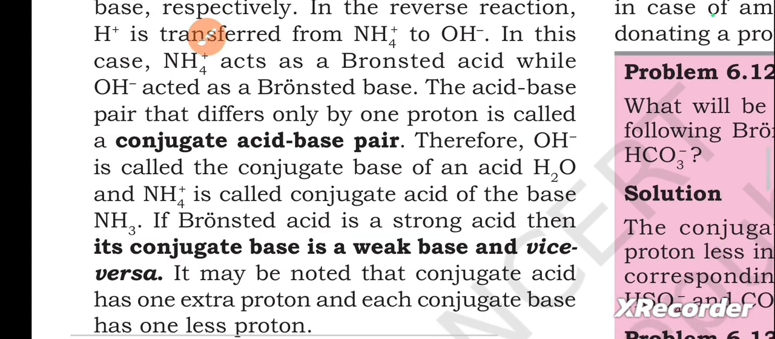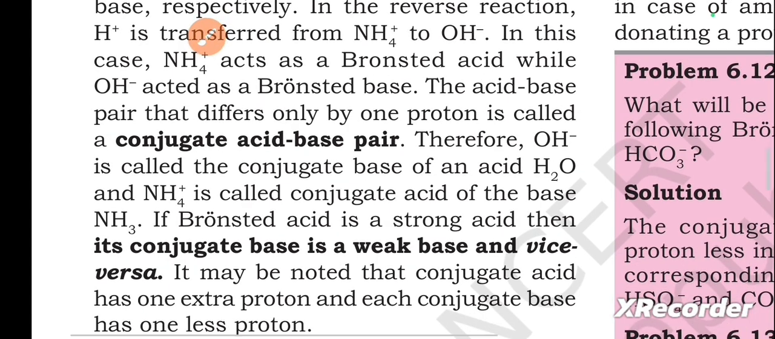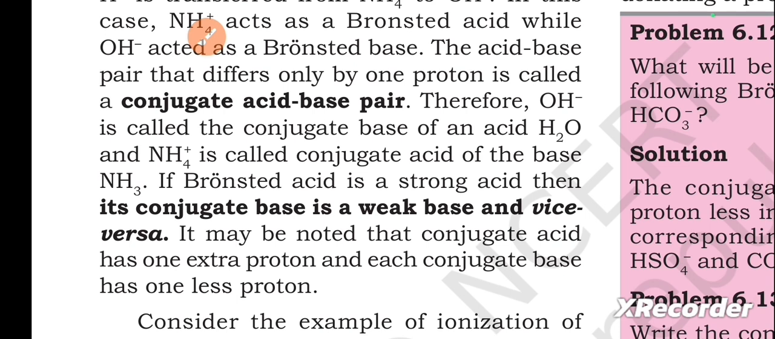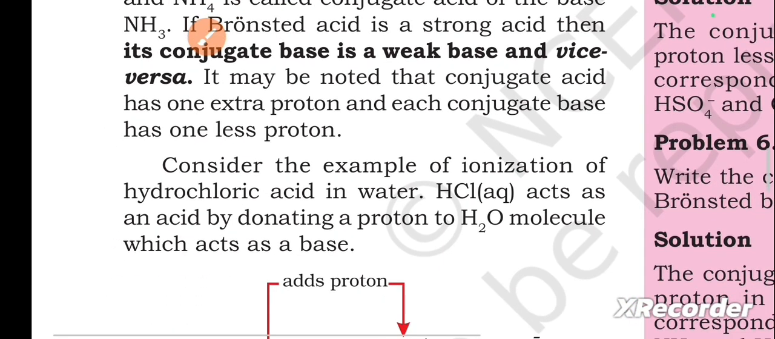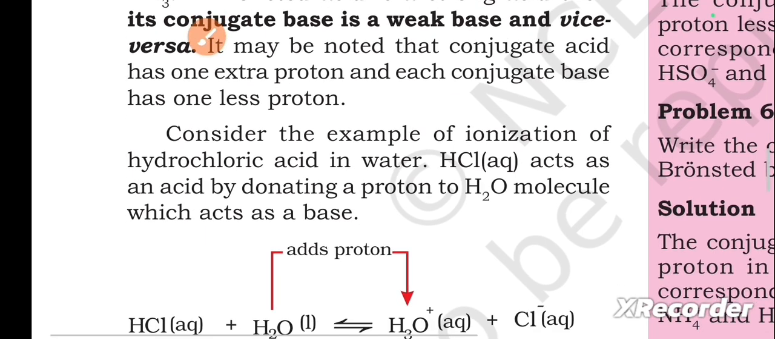The acid-base pairs that differ only by one proton are called a conjugate acid-base pair. Therefore, OH- is called the conjugate base of an acid H2O and NH4+ is called the conjugate acid of the base NH3. If a Bronsted acid is a strong acid, then its conjugate base is a weak base and vice versa. It may be noted that a conjugate acid has one extra proton and each conjugate base has one less proton.